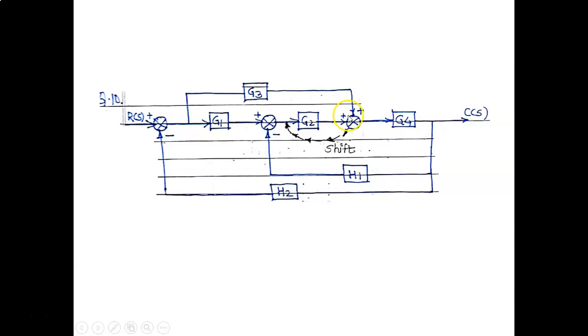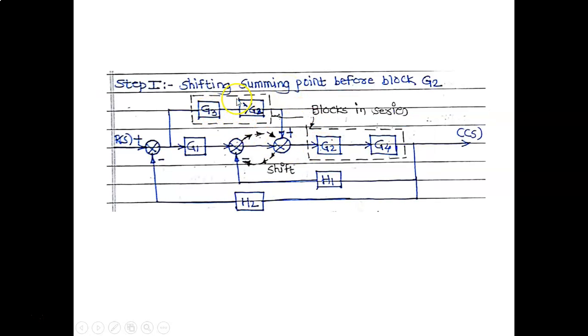Whenever we are going to shift this, we have to add a block in line with G3. When we are going to shift a summing point behind a block, we have to add a block reciprocal of the value of the block. Therefore this is nothing but G3. Here we have added another block, that is 1 upon G2, because we have shifted the summing point behind G2. Now because of this shifting, what is going to happen? G2 and G4 will become series. In the same way, G3 and 1 upon G2 will also become blocks in series.